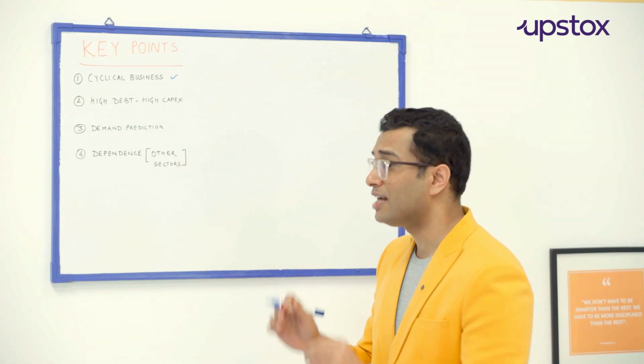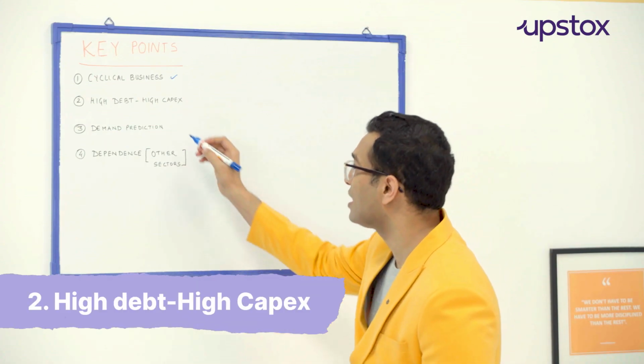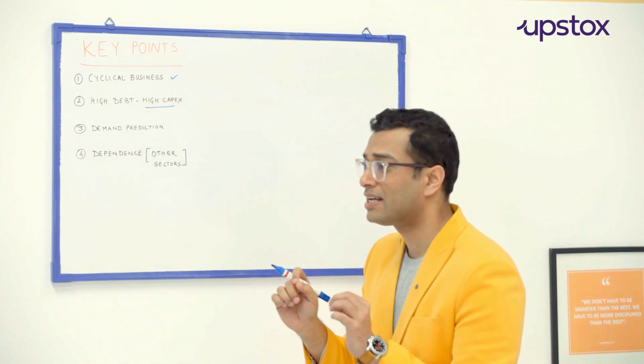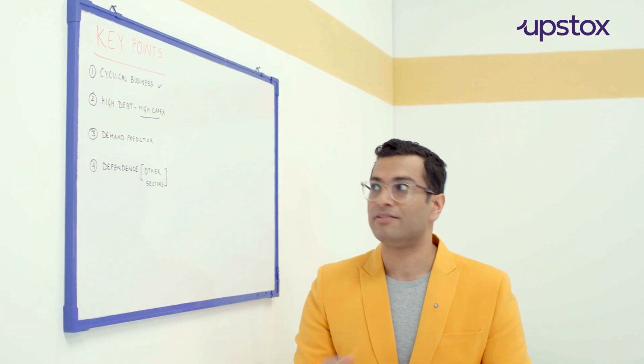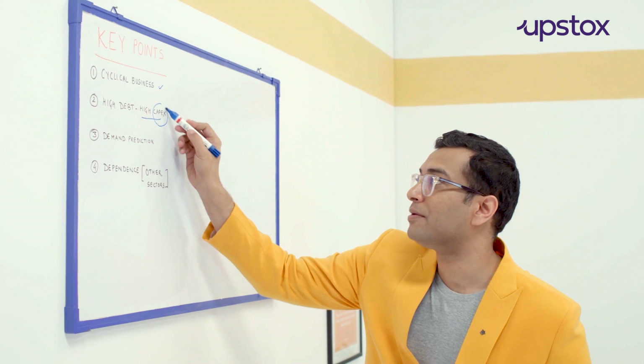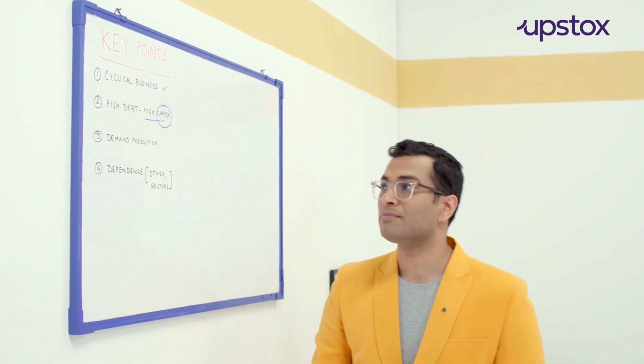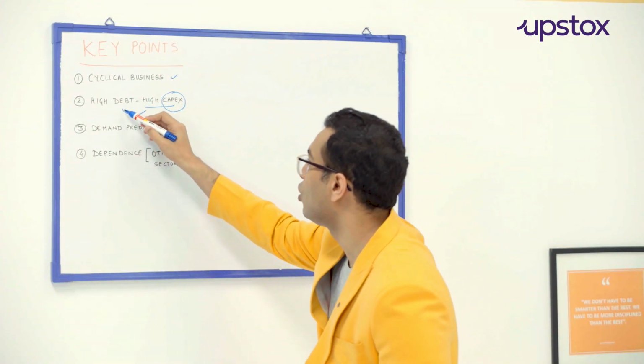The second key point that you need to understand is that almost every single company in the metal sector is capital intensive. It requires a lot of capital expenditure, capex. Therefore, they end up taking a lot of debt.